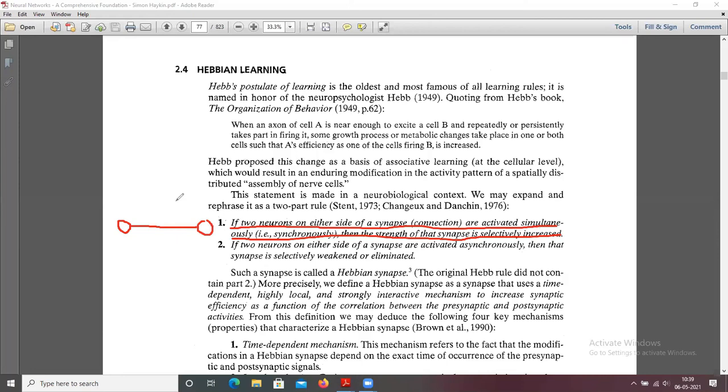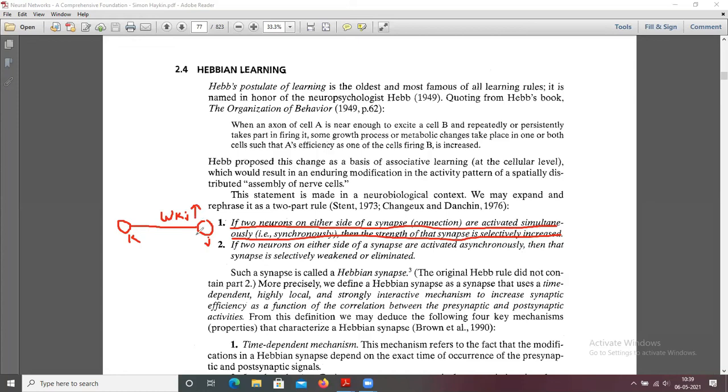that means these are firing, then the strength of the synapse, the weight W, increases. For example, this is neuron K and this is neuron J, so the weight is WKJ. If two neurons on either side of a synapse are activated simultaneously, then the strength of that synapse is selectively increased. This WKJ will be increased.